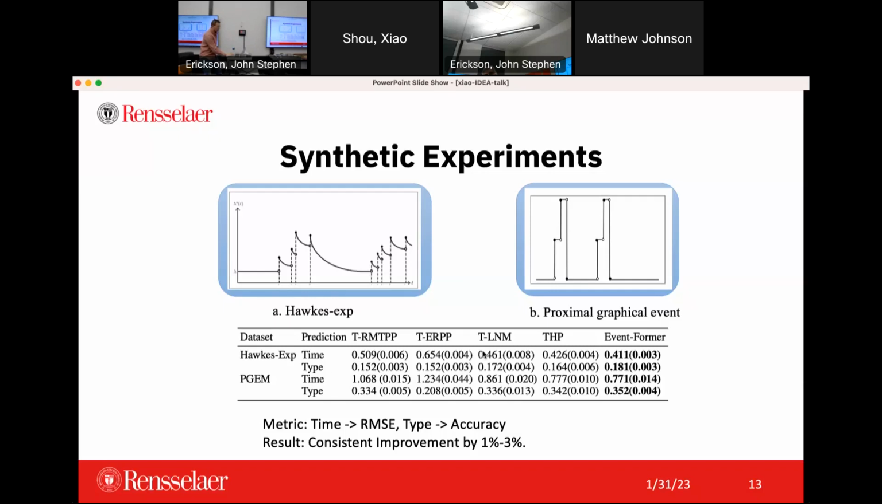So you can see that I compare with a couple of state-of-the-art transformer-based baselines. The T stands for transformer. So IMTPP, ERPP, TLNM, and Transformer Hawkes. And then our model, EventFormer. For time prediction we use RMSE, so the smaller the better, and type is accuracy, so the larger the better. So I highlight the best. Overall, the take-home message is consistent improvement by 1% to 3% on the synthetic experiment.